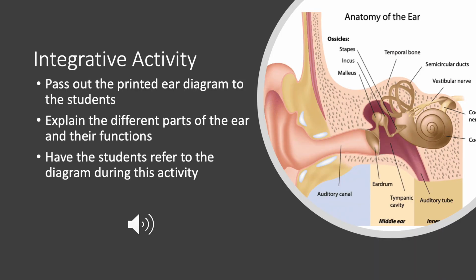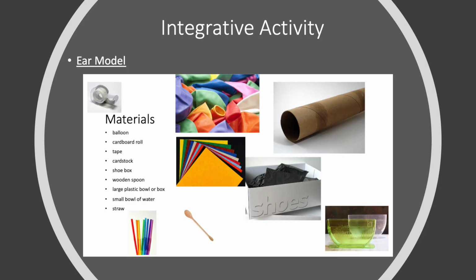For the integrative activity, you will pass out the printed ear diagram to the students and explain the different parts of the ear and their functions. Have the students refer to the diagram during this activity. Before starting the activity, make sure that you have all the materials listed here.